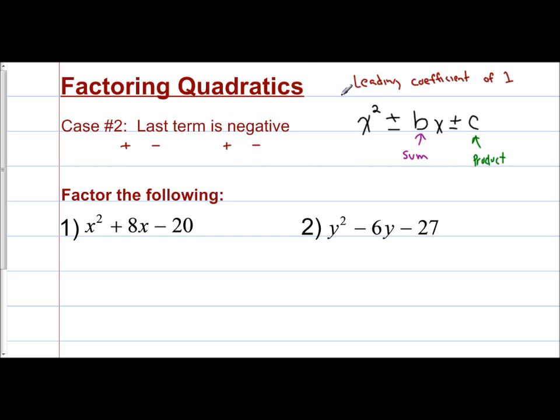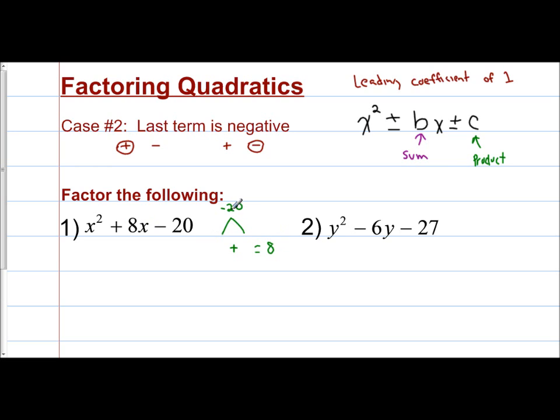And then you have to ask yourself, well, what if you have a sum that's positive? Well, if you have a sum that's positive, then the positive one is going to be the larger number. If you have a sum that's negative, then the negative one is going to be the larger number. And again, that's just a pattern we can see. We can always apply our product and sum technique. And so if I have a product of -20, I want two numbers that are factors of -20 that add up to give me +8.